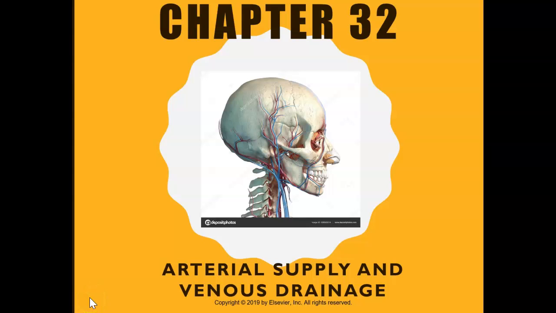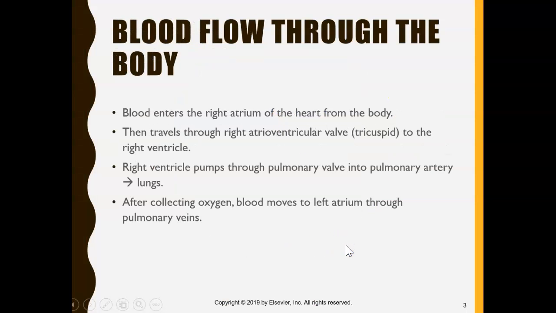In chapter 32, we're going to look at the arteries and veins in our head and neck anatomy. One thing to note is that when we're looking at something red, the red is referring to an artery. And when we're looking at something blue, the blue is referring to a vein. So let's look at the next slide so that we can have a better idea of what this whole thing means.